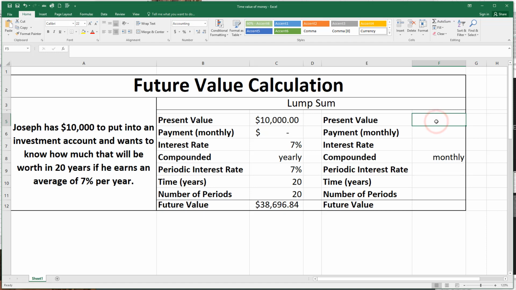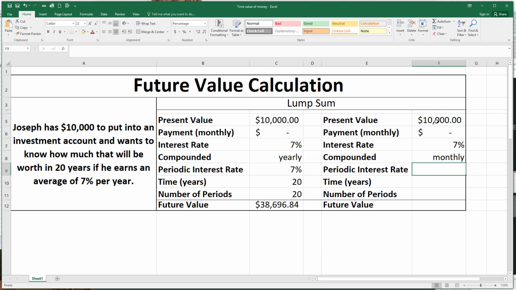Now let's take that same scenario and apply one little twist. So the present value is going to stay the same, 10,000. Again, not dealing with payments yet. We'll get to that later. Interest rate going to be the same at 7%. It's compounded monthly, so it's going to change the periodic interest rate. So compounded monthly just means that the bank sits down once per month, calculates the interest that earned that month, and adds that on there.